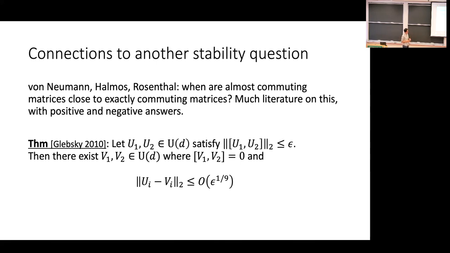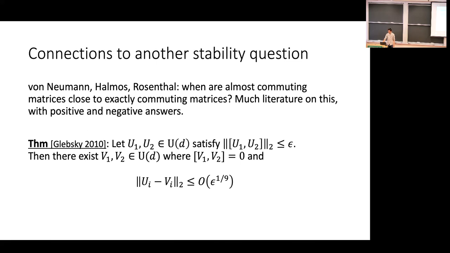Here's one result from 2010, by Glebsky, and this is a positive answer in the unitary case. Let's say you have two unitaries, U1 and U2, and the 2-norm of their commutator is at most epsilon. So they almost commute up to epsilon in the 2-norm. Then there exist unitaries V1 and V2 that exactly commute, and the distance between the U's and V's is at most epsilon to the power 1 over 9.